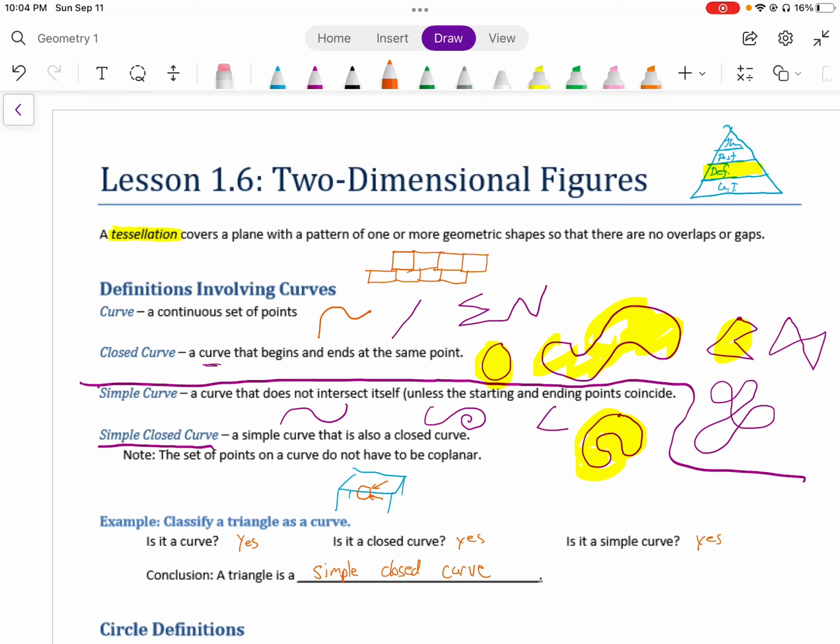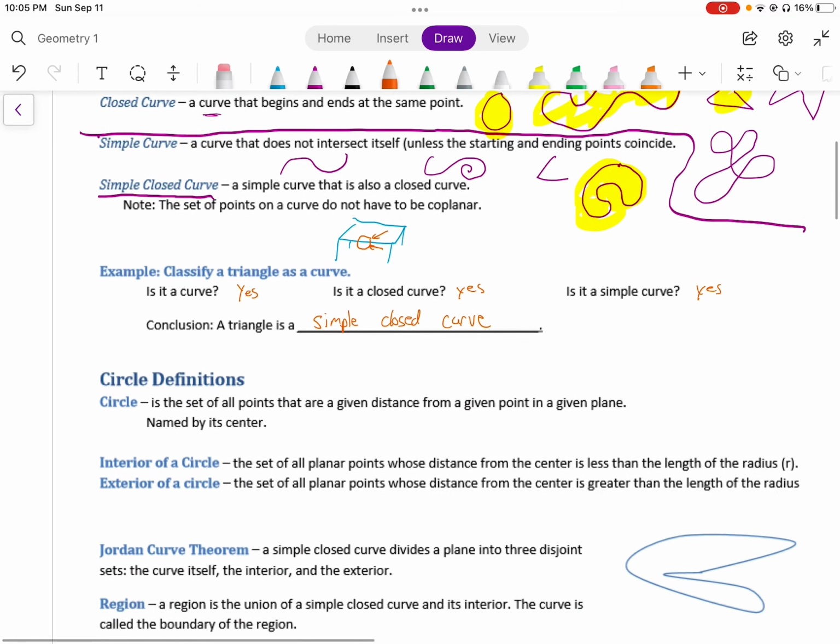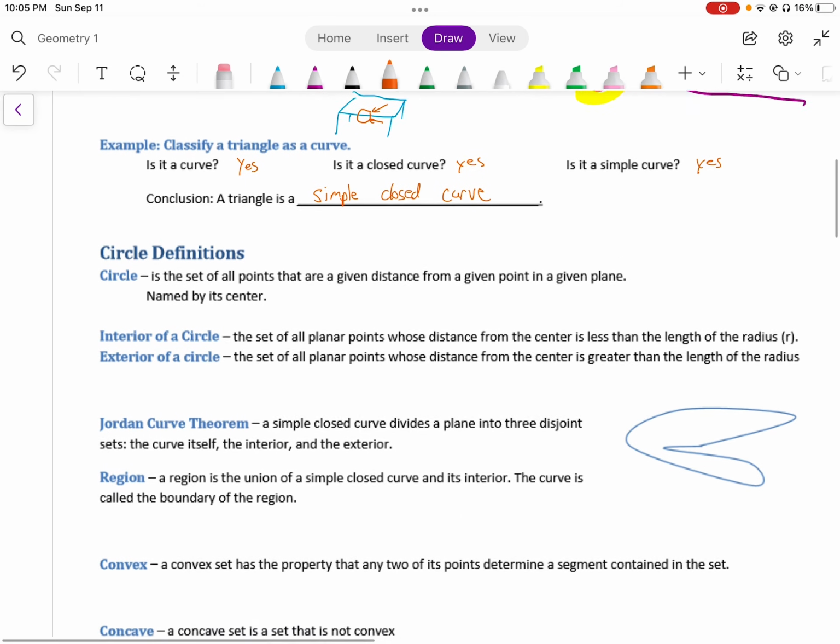All right, so some definitions involving curves. Probably very new to us, but important as we build our structure of geometry. All right, circle definitions.